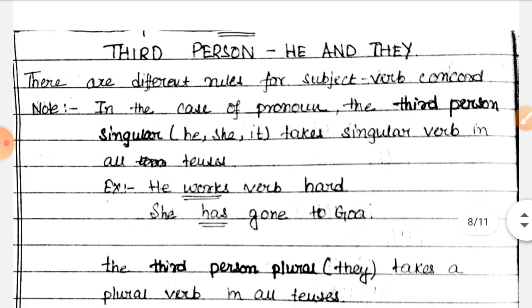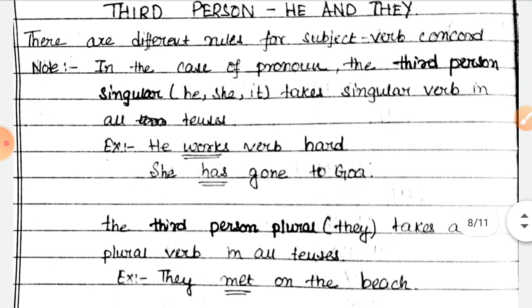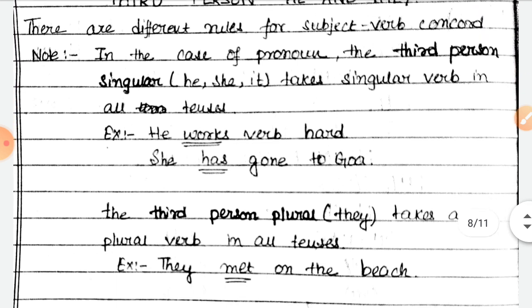Now third person. Among third person come he and they. There are different rules for subject verb concord for he and they. In case of pronoun, the third person singular, what is it? He, she, it. What does it take? It takes a singular verb in all tenses.